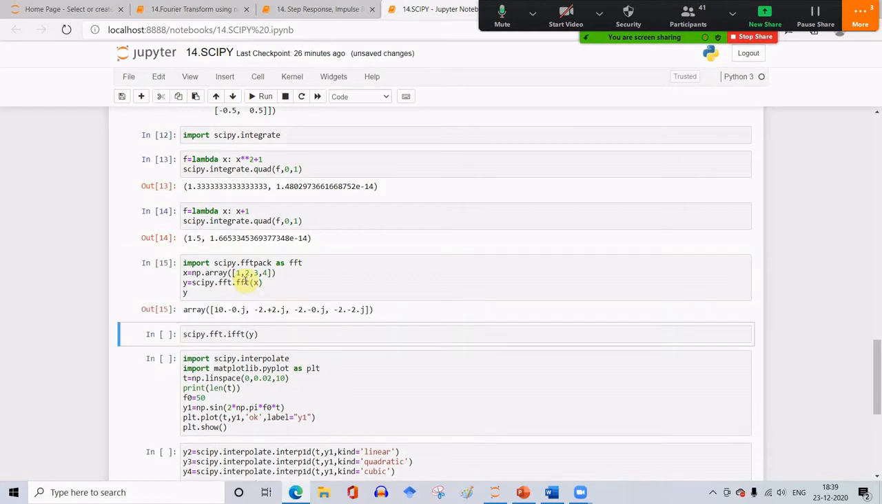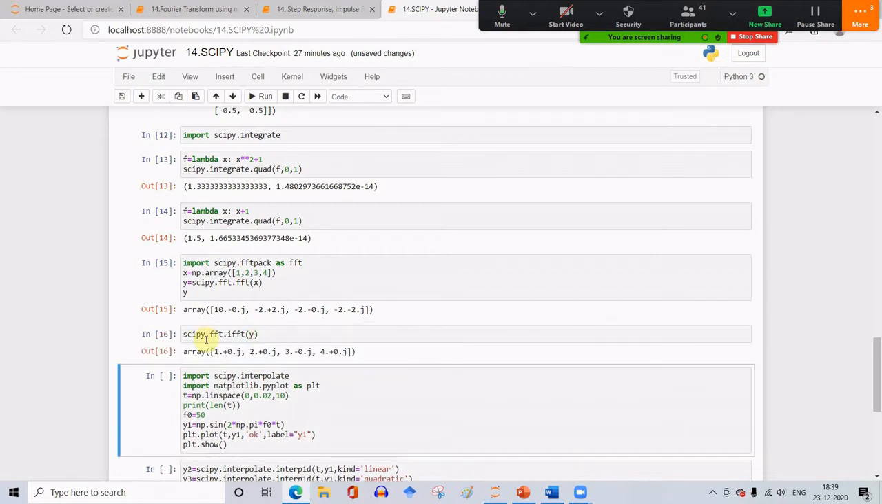So now I'll get the FFT of this array x, which is a complex one, 10.0 minus 0.1j. These are the complex values. Suppose if I take the inverse FFT of this array, I must get back my original array 1 2 3 4. That is why I'm taking this y to find the IFFT of this, and you see here I got the original array, with imaginary parts 0.0j.